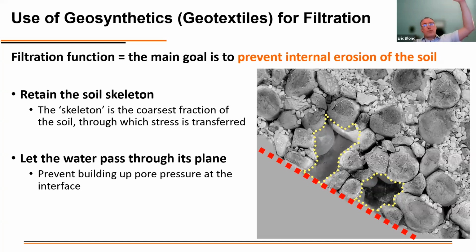So if you have a mechanical stress, a pressure, on top of the soil, this stress will travel through the soil and eventually reach another component of whatever is under these layers of soil, and this transfer of stress will go through the skeleton, not through the finer particles which are potentially movable within the skeleton. The secondary goal is to let the water pass through the plane of the geotextile, of course, to prevent building up of pore pressure upstream of the geotextile.